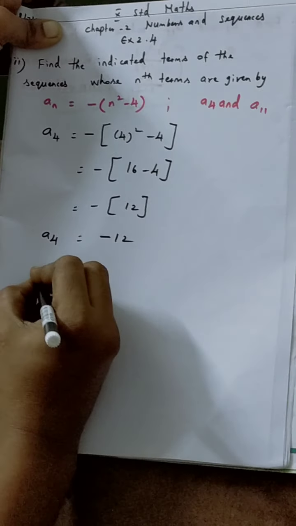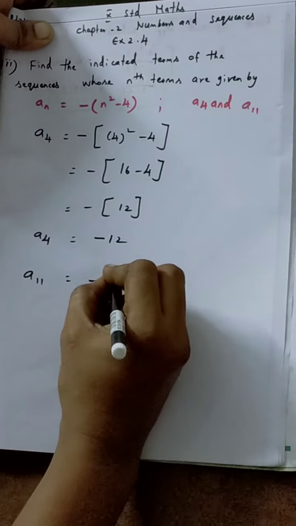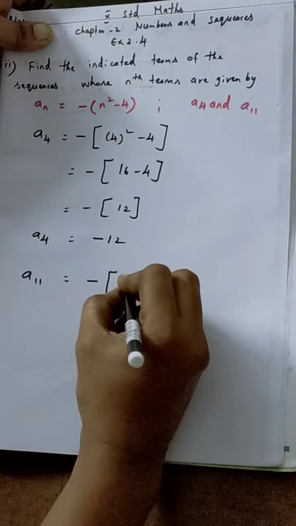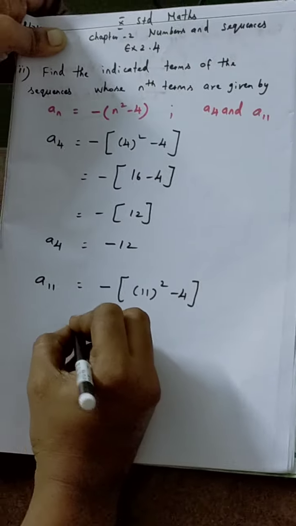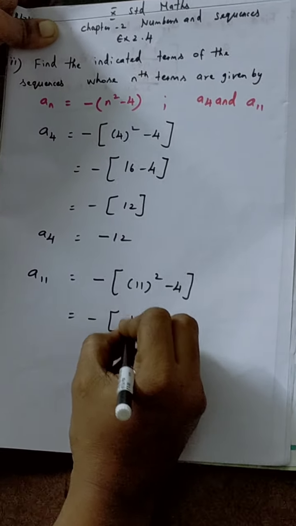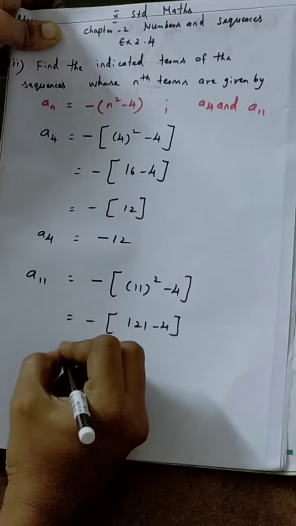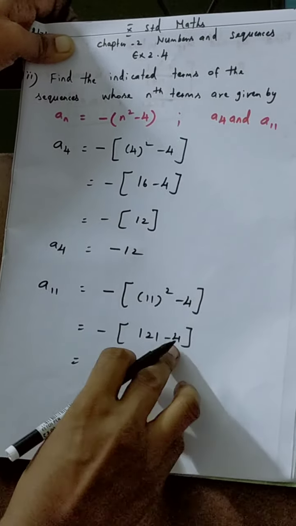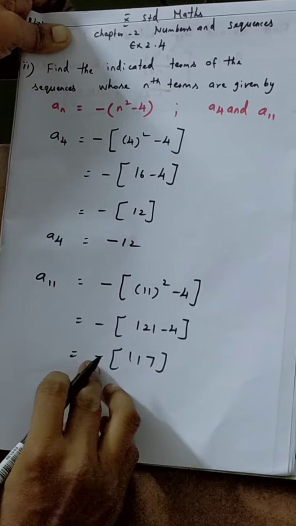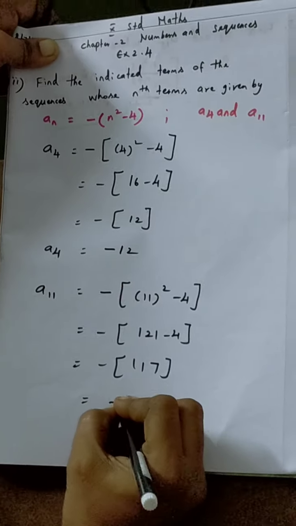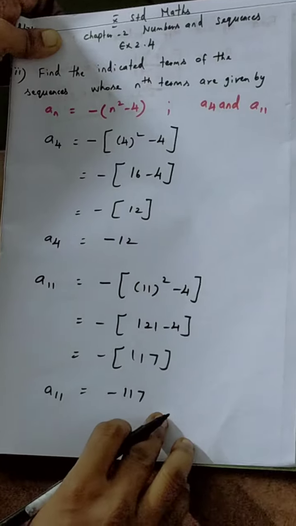Next one is a11. Substitute in this general form: minus within bracket, n value is 11, so 11 squared minus 4, close the bracket. 11 elevens are 121, minus 4 equals 117. Outside the bracket there is a minus sign, so a11 equals minus 117.